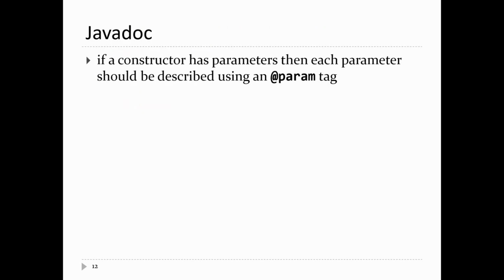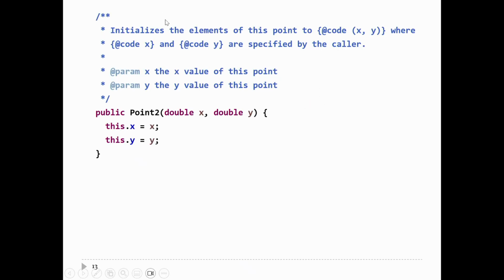If your constructor has a parameter, you should describe the parameter using an @param tag. So our constructor that sets the value of x and y has @param tags. When you write the param tag, it's @param and then the name of the parameter. There's no symbol after it, so there's no colon or hyphen or period or semicolon or anything like that. It's @param, space, name of the parameter, and then the description of the parameter. If you want to, the description can be much longer.